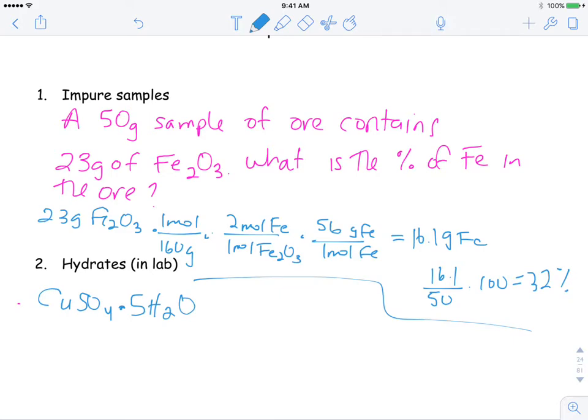But here's a situation where I could use gram formula mass. The gram formula mass of copper sulfate is 160. Of the 5 waters, it's 90. If I wanted to find the percentage, I could do 90 over the total, which would add up to 250, times 100, and I would get about 36%. And that would be my 36% of water. You could figure this out on your own if you don't believe me, but I've done this problem like 100 times. I know it's 36%.